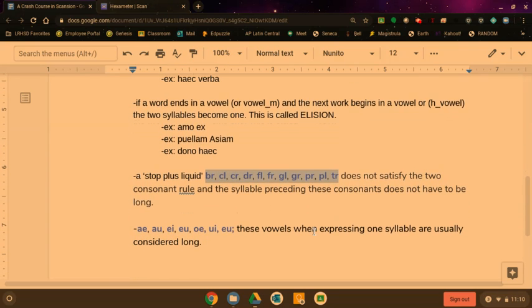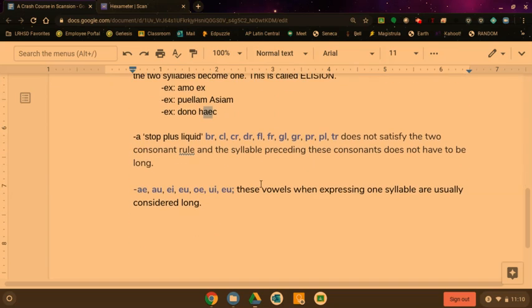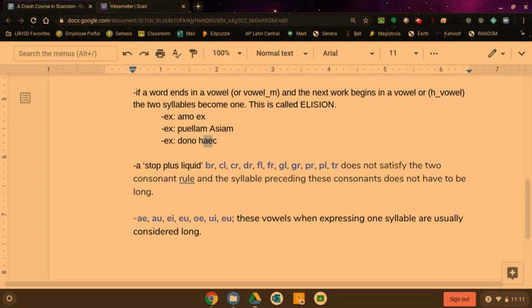And then there are these things called diphthongs, and it's a funny sounding word. When two vowels create one syllable, they're usually long. So back up to here, we would know this syllable is long because the AE is a diphthong and it's creating one syllable. That's probably the fastest I've ever explained this. Let's go over to some examples, and I'll show you how you do this.